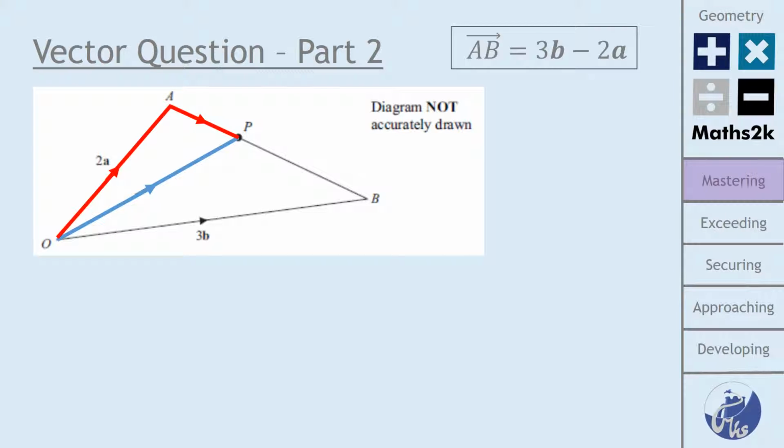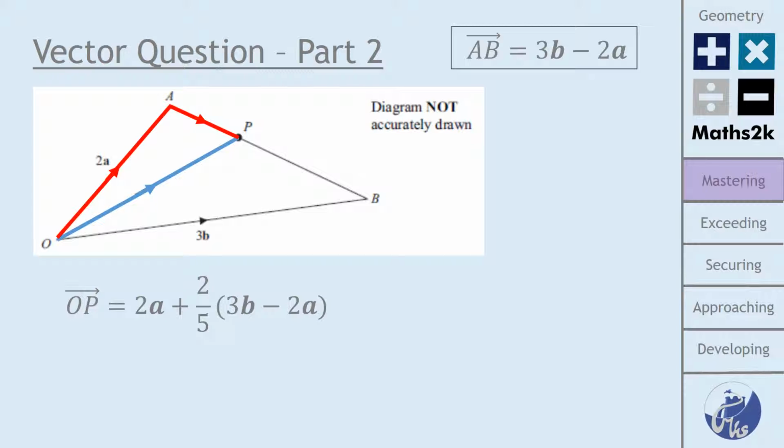So looking into this now, the vector OP is going to be the 2a from O to A plus 2/5 of my vector AB. Now the reason it's 2/5 is because the ratio is 2 to 3. So if AB was 5 centimeters long, AP would be 2 out of that 5 centimeters. And because it's 2/5 of the vector AB, and we know the vector AB from the last part, this is how my vector OP is going to look.